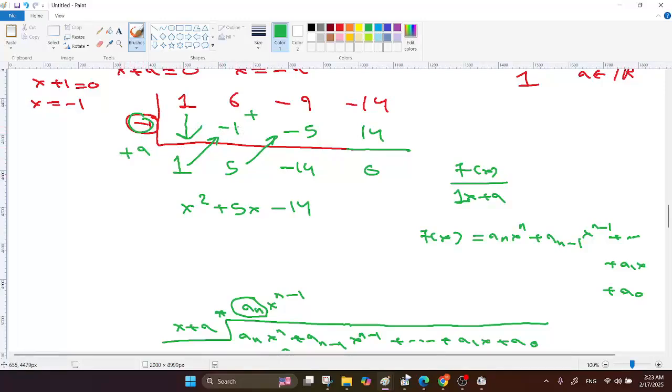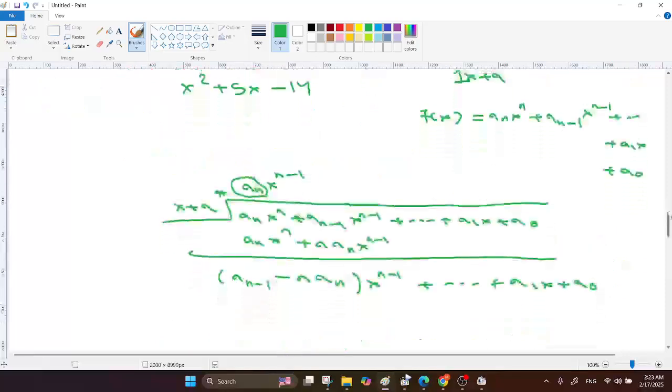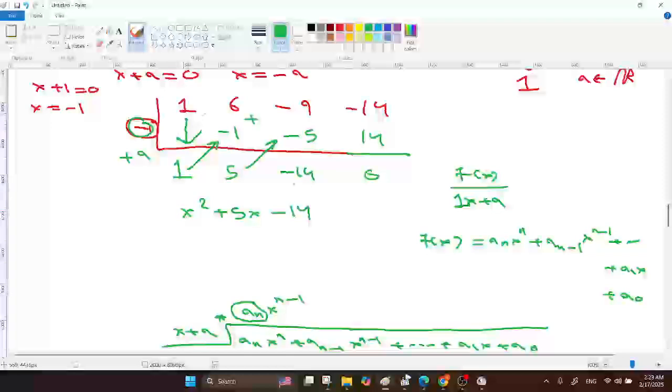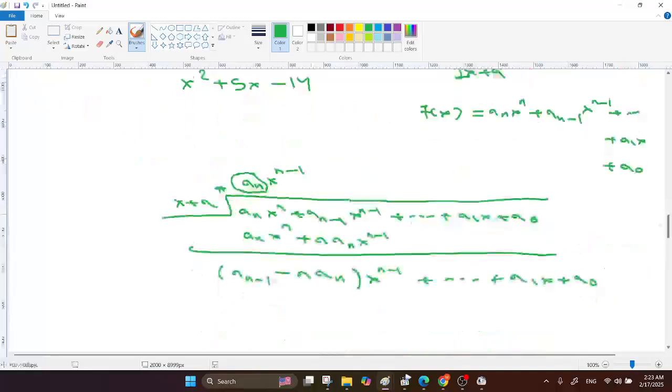But if I put a, it's subtraction. Okay, so it's the same process. So here we have, this one here is an minus 1. An minus 1 will be here, this a times an. Okay, and so you can understand synthetic division from here.